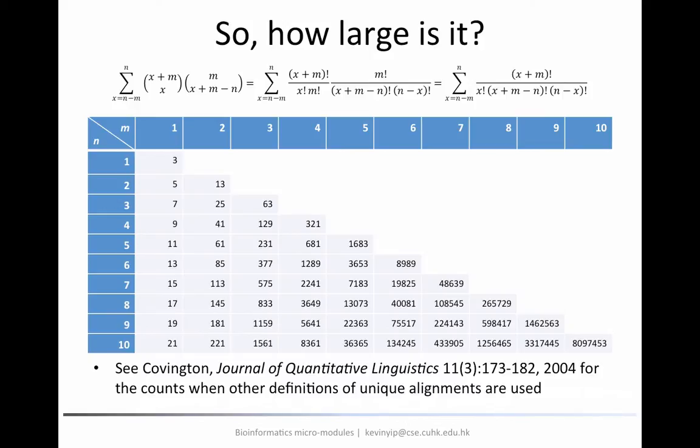As we discussed before, you may argue that we were using a definition of unique alignments, which is not too reasonable. There are other ways to define unique alignments. Here I'm giving you a reference so that you can see even in those cases, the number of possible alignments is still quite large.